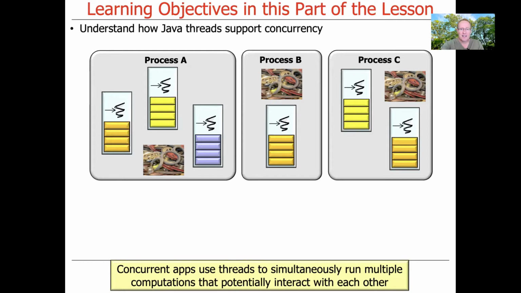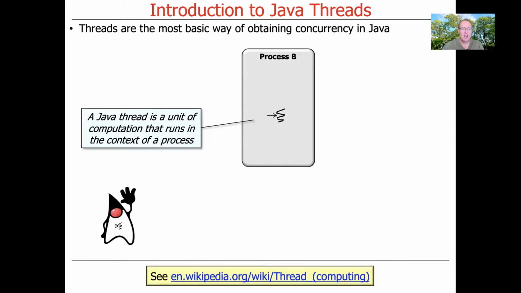You'll see some icons I use a lot in my slides. I'm a very visual person, and I find myself understanding things better if I can visualize them. So you see a lot of diagrams like this, and I'll talk through in a minute what they mean. So threads are the most basic way of obtaining concurrency in Java. There are other ways to obtain concurrency that we'll talk about later, like thread pools, but under the hood, they all use threads in one way or another. So it's important to understand what threads are.